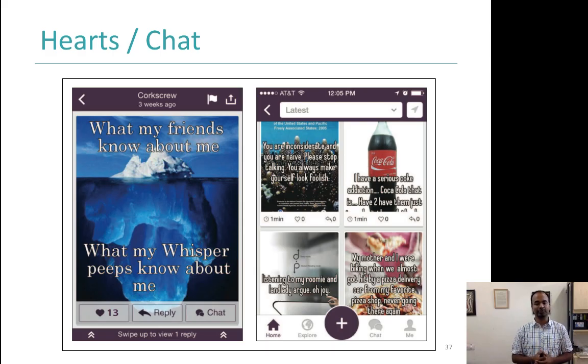Now that you've seen the video, the video actually talks about how Whisper is being used, what kind of users get onto Whisper, what kind of posts they do, and how Whisper actually works. You create some content, it gets merged onto images, and it gets posted. It's like creating memes. The way that people react to a post on Whisper is by hearts, and you can also have a chat on the post that you did. Again, please remember all of this is anonymous.